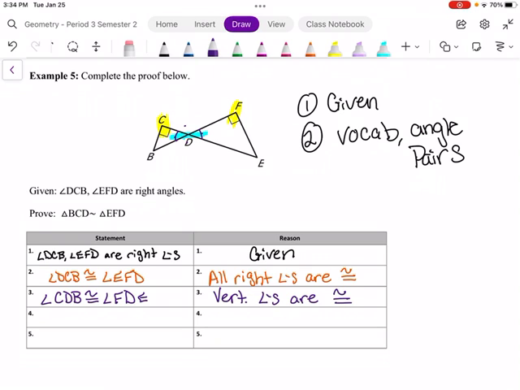Now you'll notice that we have shown that we have 2 pairs of congruent angles between the triangles, so we can say that they are similar. So triangle BCD is similar to triangle EFD. And this one, again, angle angle implies that we have similar triangles.